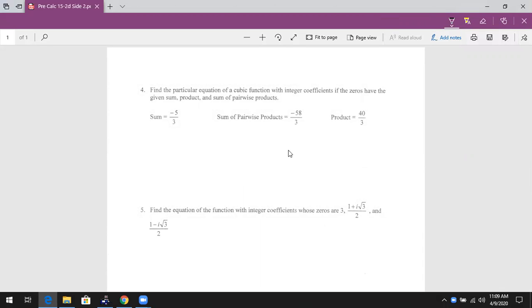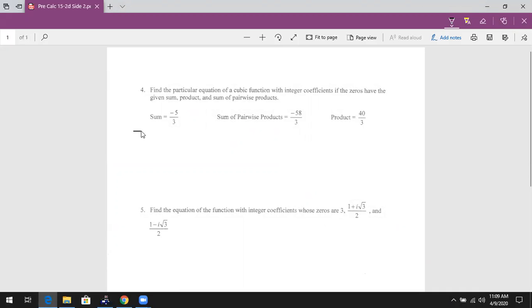All right, before we work on a tougher one like 3, let's do an easier one like 4. It says find the particular equation of a cubic function with integer coefficients if the zeros have the given sum, product, and sum of pairwise products. So the sum of your zeros is -5/3.